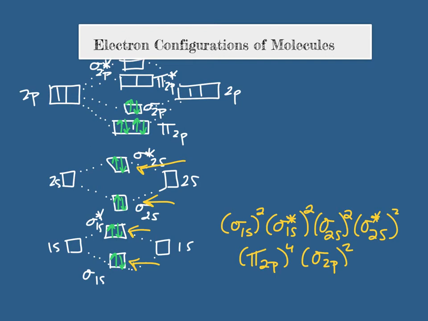So basically, you would write the electron configuration of a molecule like nitrogen exactly the way you would write an electron configuration for an atomic orbital.